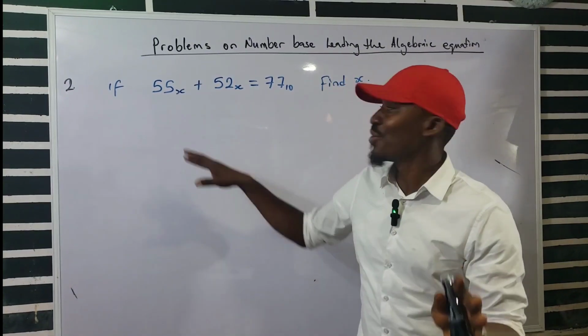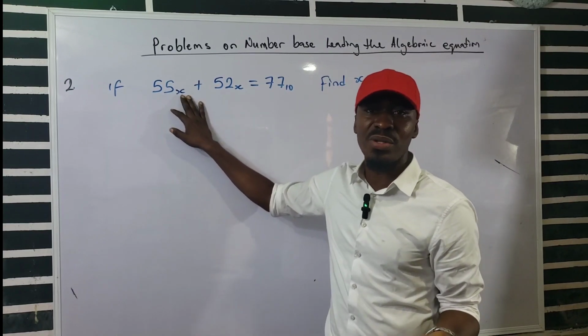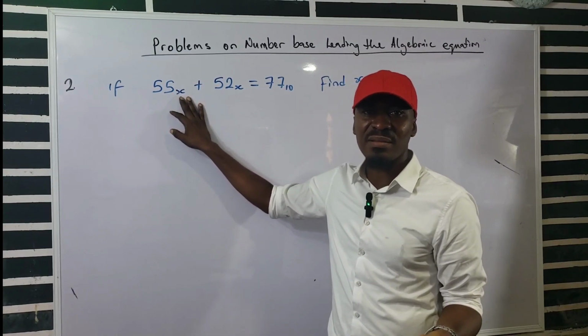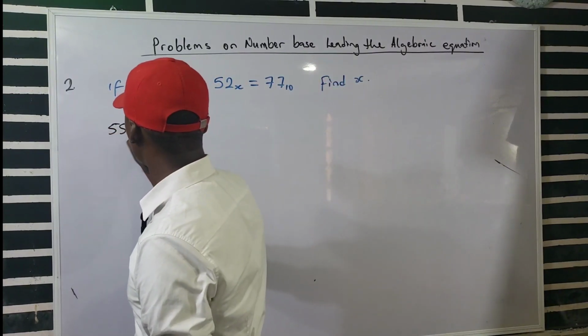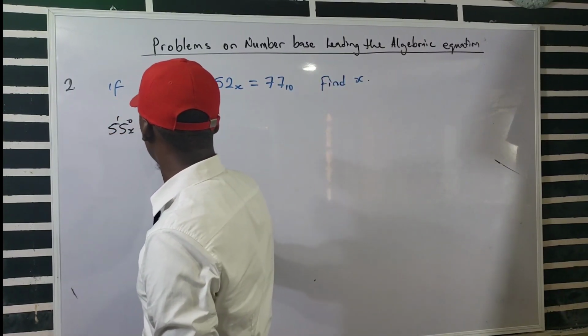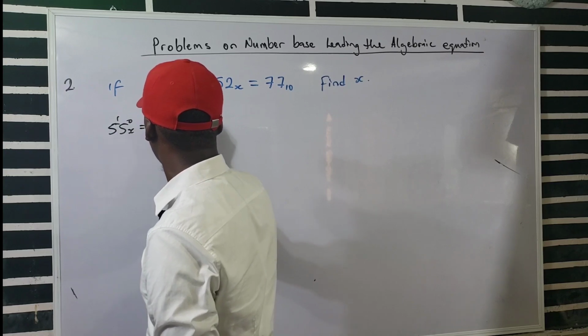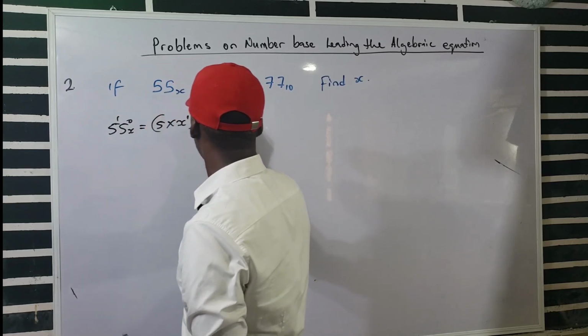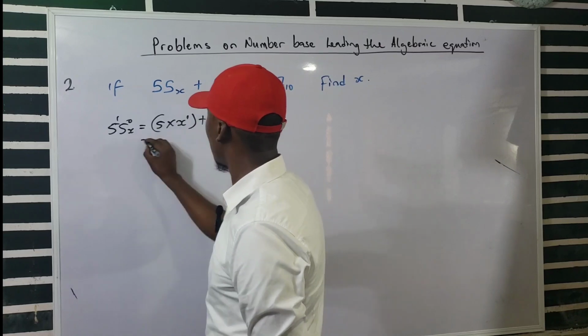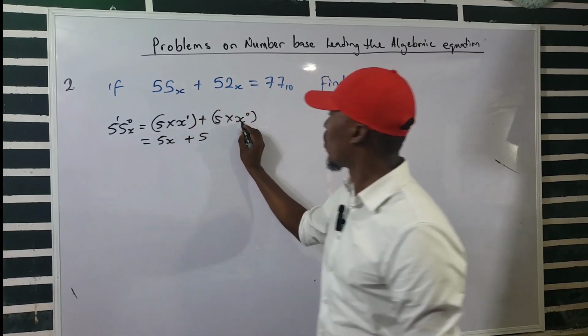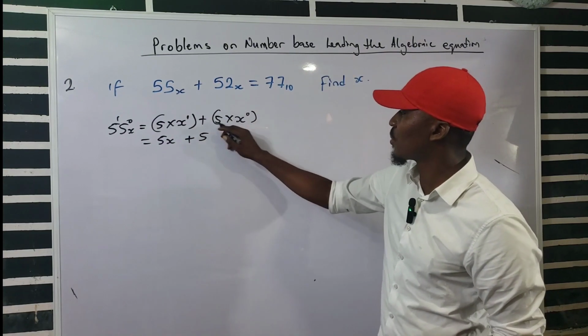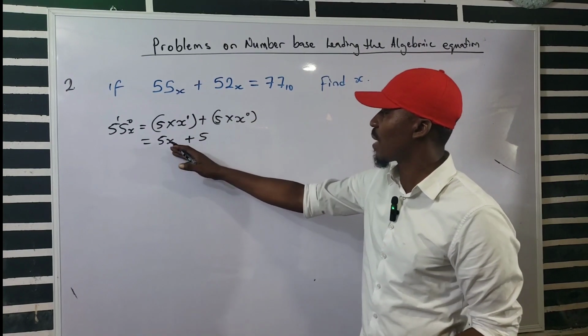So let us convert these numbers to base 10. Yes, I understand. You are looking at the base as now unknown. Yes, you can convert. It's simple. So 55 in base x, positions 0, 1, that will give you 5 times x raised to power 1 plus 5 times x raised to power 0. That will give you 5x plus 5, because anything raised to power 0 will give you 1. So 5 times 1 will give you 5. So we have done that.